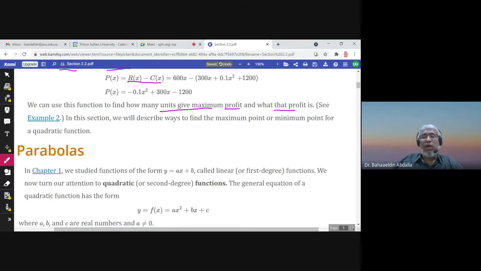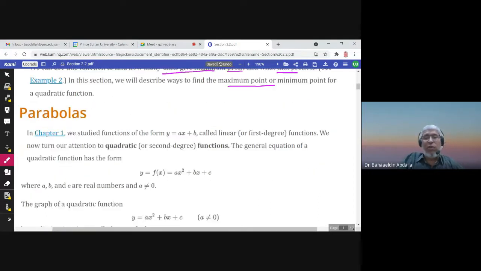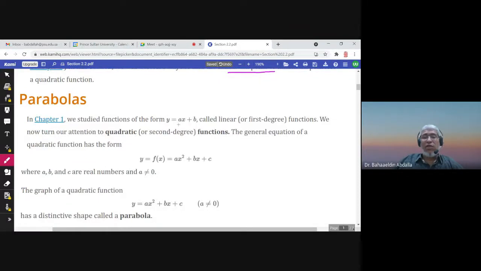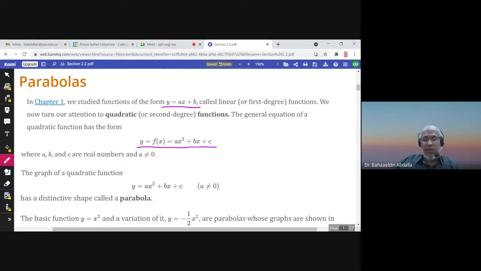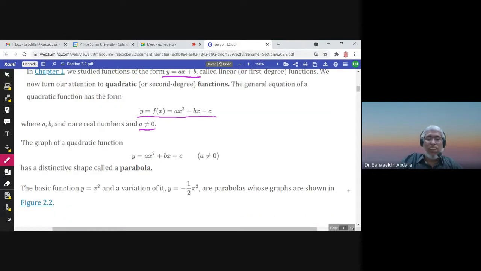So we will also learn here how to find the maximum point or minimum point for a quadratic function. Well, we studied the linear function, the first degree function, in chapter 1. And now we will study quadratic or second degree functions. This is the form of the second degree function. A, B, C are real numbers, and A shouldn't be 0. Otherwise, we will go back to a linear function.